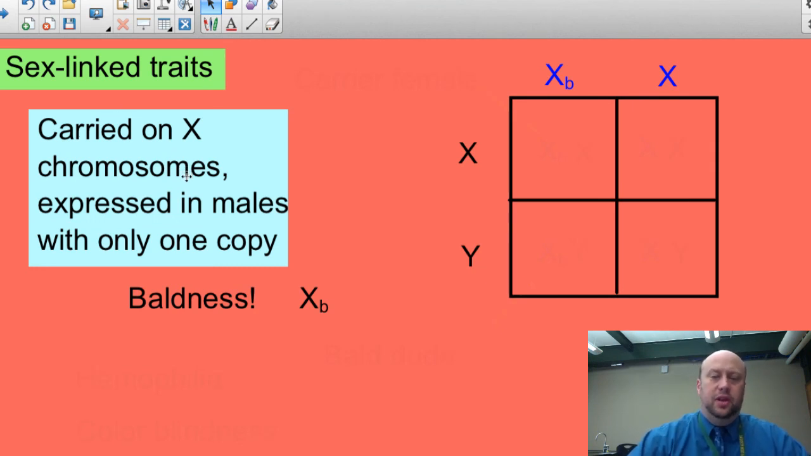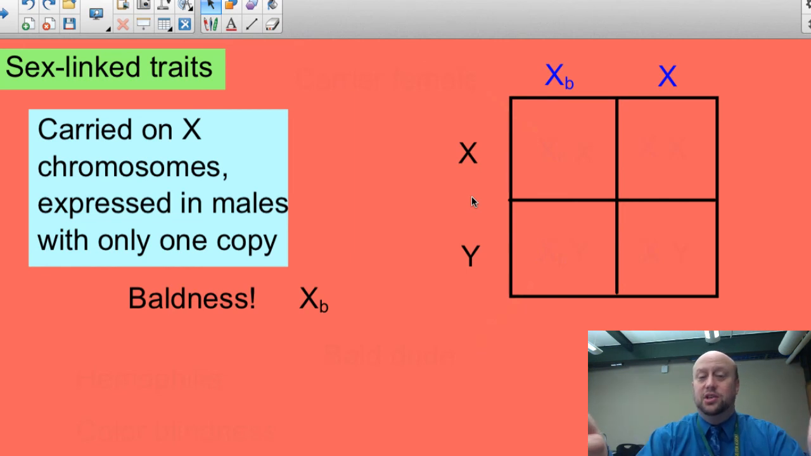All right. So the last special case we want to talk about here are sex-linked traits. And what sex-linked traits are, basically, it just means that these are traits that are carried on the X chromosome. So X and Y chromosomes are what determine whether or not you're male or female. Okay? If you get 2 X's, then you're female. If you get an X and a Y, then you're male. That's what determines gender from a genetic standpoint.